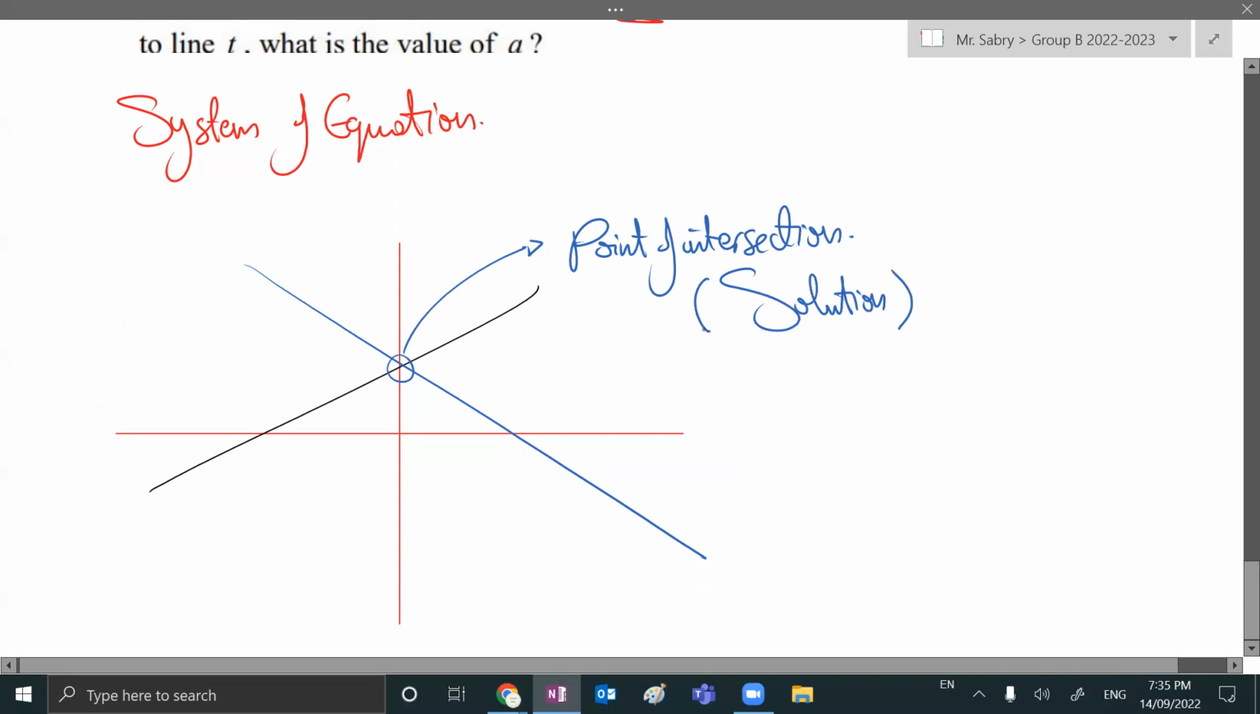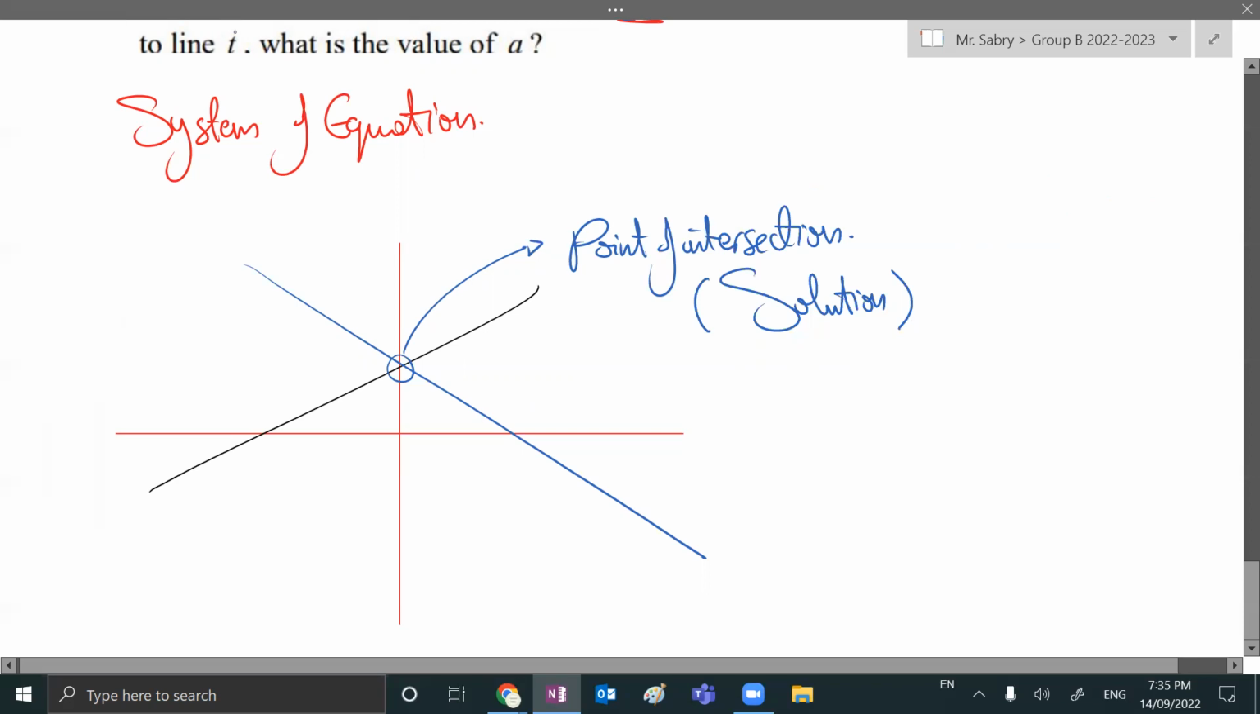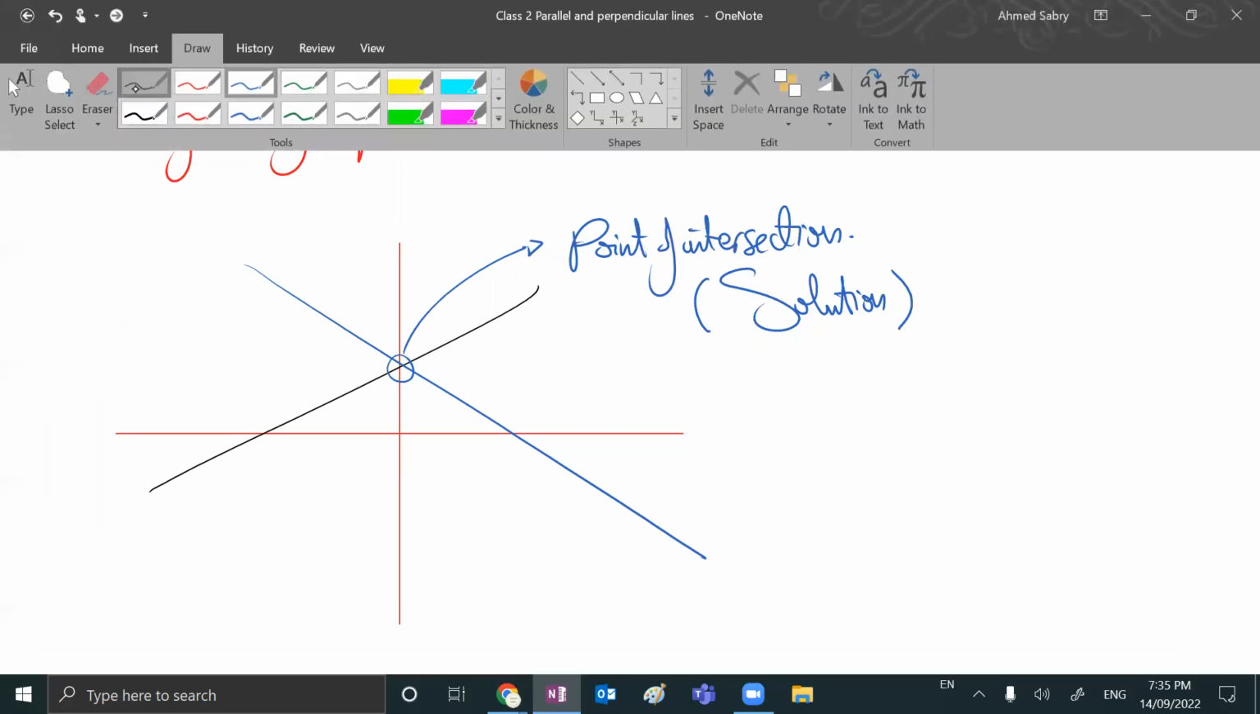Why is it the solution of the system? Because this point satisfies both equations. What does that mean? It means this point is available on both lines, not just one of them. So this is the point that would solve both problems. That's why it's the solution of the system. So if the two lines intersect, that's great. We do have a solution. But what if the two lines did not intersect?